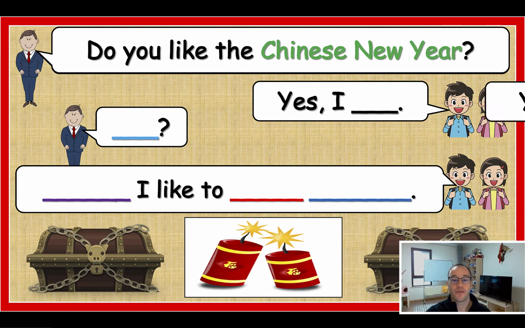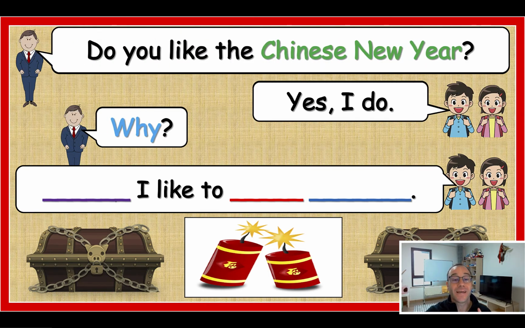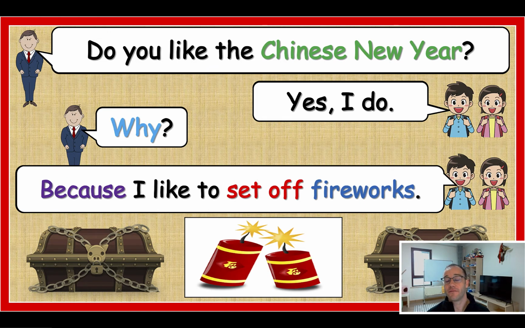Obviously, do you like the Chinese New Year? Yes, I do. Why? Because I like to set off fireworks. Good job. Oh, I forgot to mention this. If they can complete the dialogue on their own without your help, you can give them extra points. Or if they just do a good job, they speak confidently, or if you just want to give them extra points, like because they said it, even if they did need extra help, but they're brave, they came up and did it, they can get 1 or 2 points, plus they can choose a treasure chest.